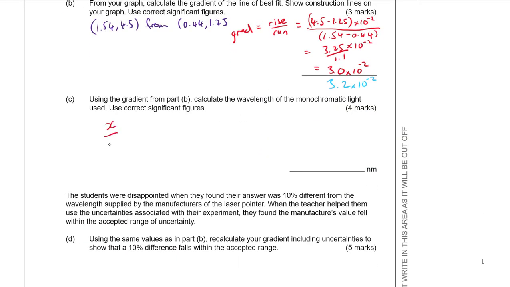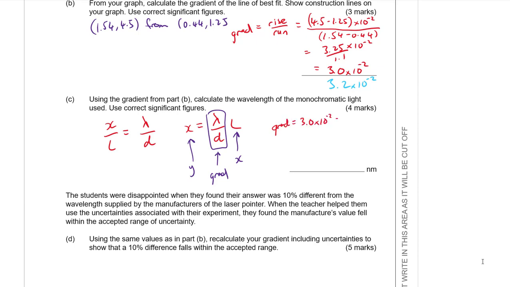X on L is going to be equal to lambda on D. Now I plotted x on the y-axis, and then I had lambda on D like so, and then L was on the x-axis. So this one here was my y value on the graph, this one here was my x value on the graph, which means that this value here is my gradient. So coming on through, I get the gradient is equal to 3.0 times 10 to the negative 2, and that's equal to lambda on D.